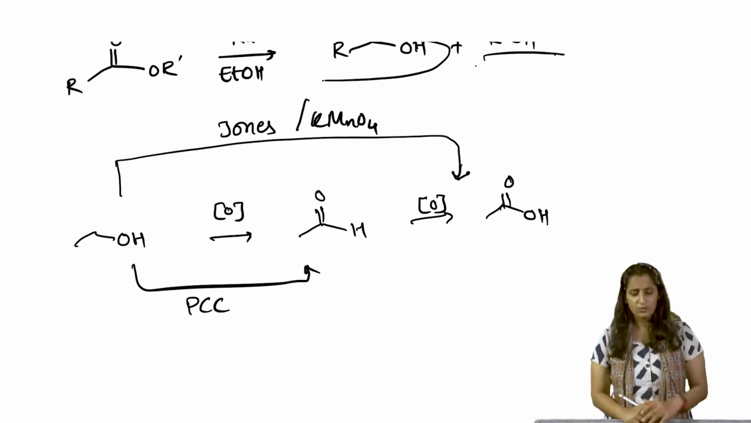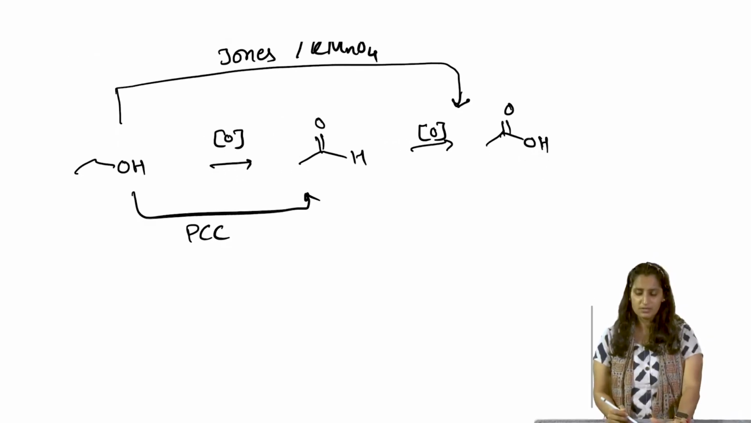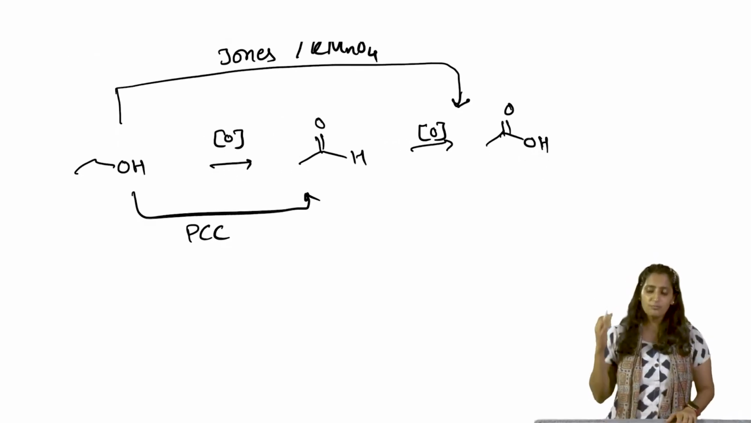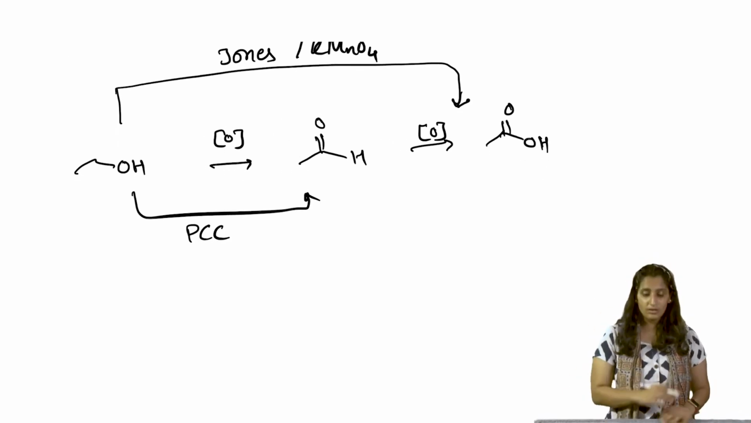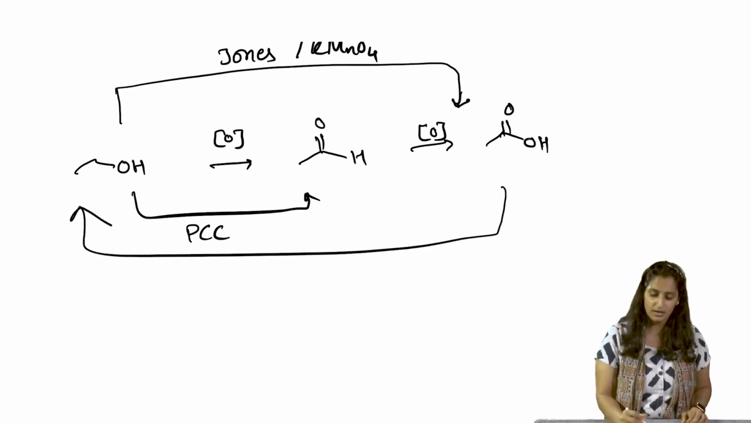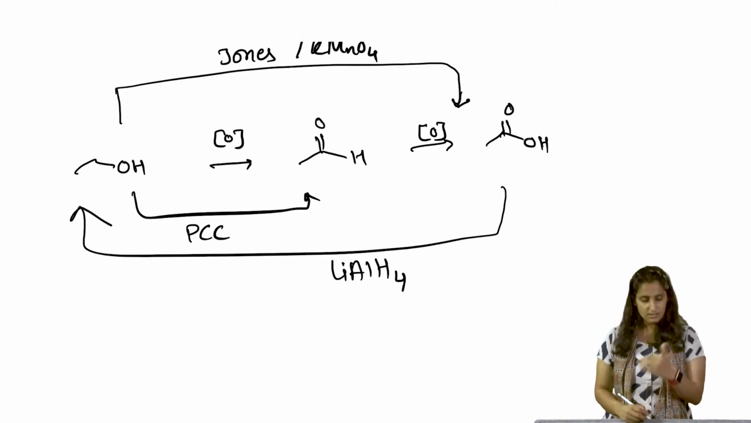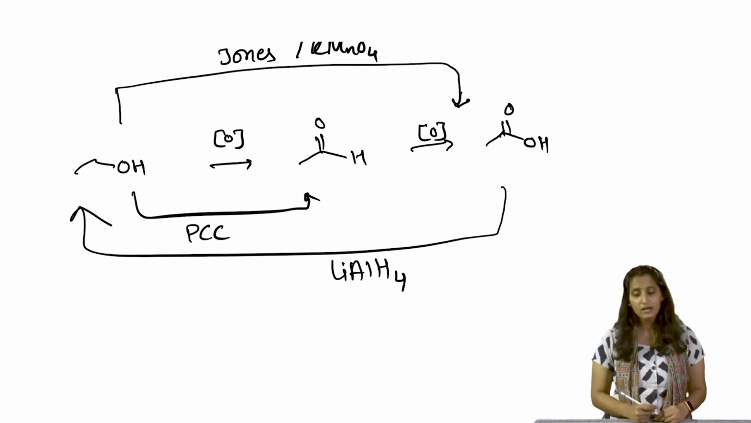How do we go back though? We have not really discussed reduction in that much detail in the previous course as well. So, to go back from carboxylic acids all the way to alcohols, we use reagents like LiAlH4, lithium aluminum hydride. Okay. So, that is a reagent that will take you all the way back.